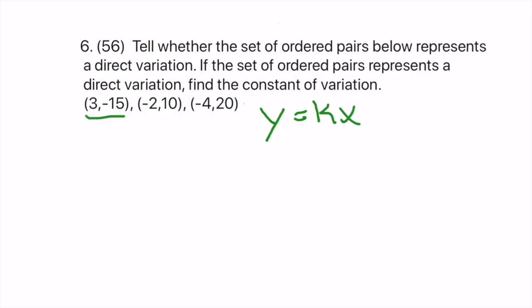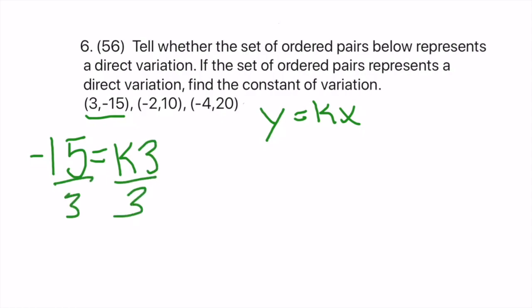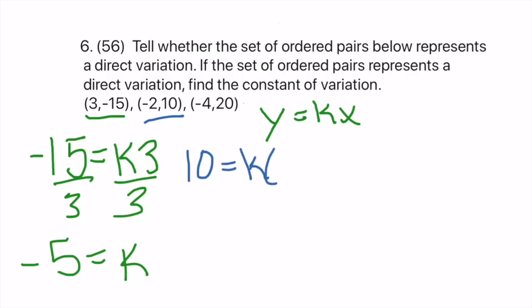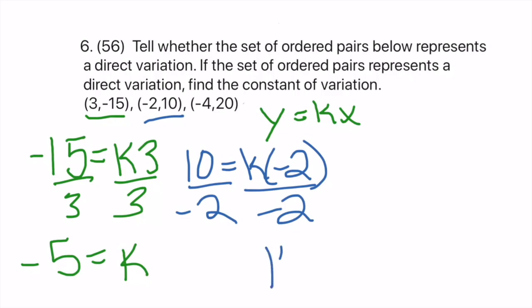So let's do our first one. We're going to plug in negative 15 for y equals k times 3. If we divide both sides by 3, we get k equals negative 5. Now let's do the second one. We have 10 equals k times -2. We divide both sides by -2. We get k equals -5.